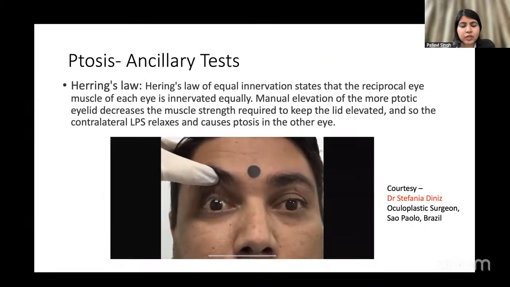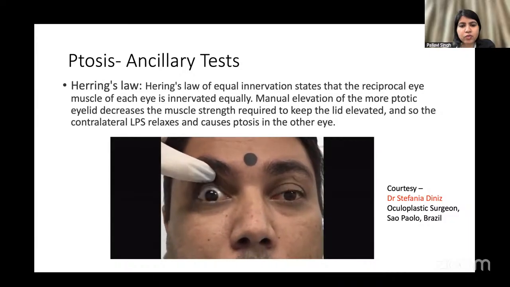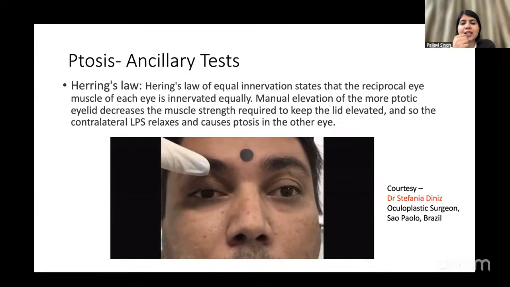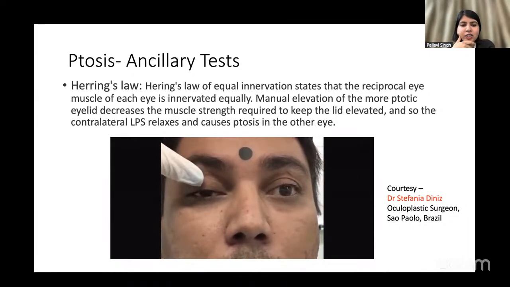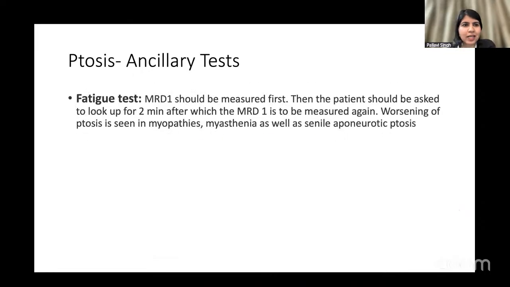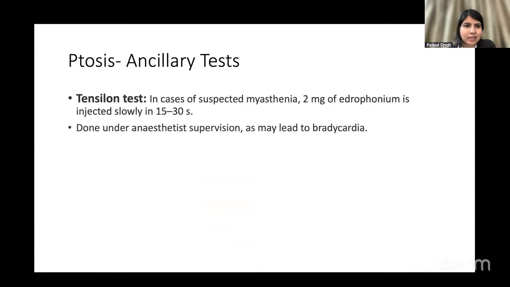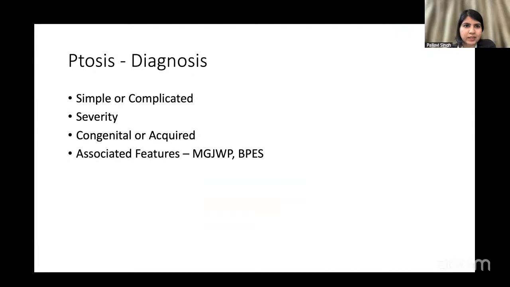The other thing you need to know is Hering's law. Because of ptosis in one eye, there might be associated retraction in the other eye, which becomes normal once you correct the ptosis. So these are just ancillary things that you need to know. Again, in cases of myasthenia, it's important to do an ice pack test or a Tensilon test to confirm myasthenia.